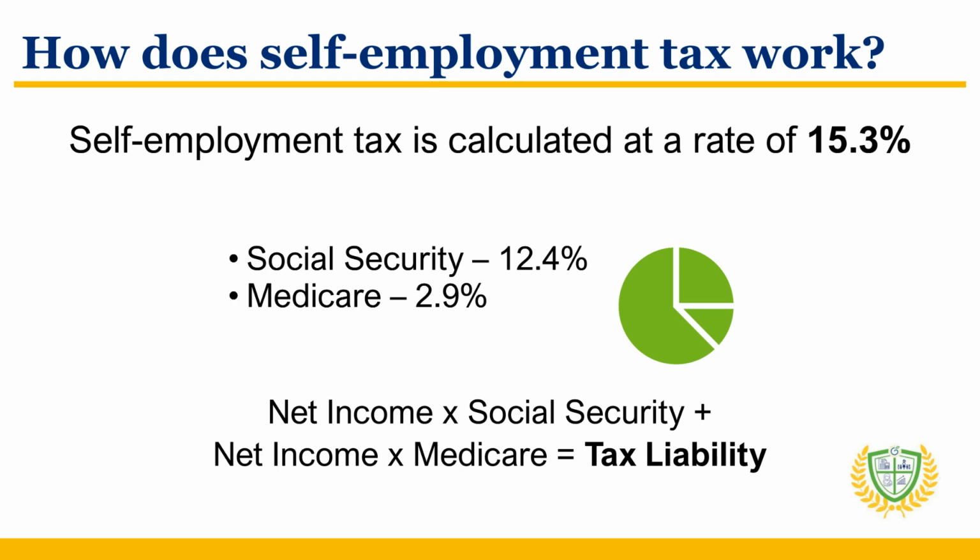The other is Medicare at 2.9%. Unlike Social Security, there is no income limit for the Medicare portion. Childcare business owners must pay this tax on all their self-employment income. Therefore, your tax liability, or how much tax you owe, can easily be calculated by multiplying your net income by the tax rate for both Social Security and Medicare taxes.